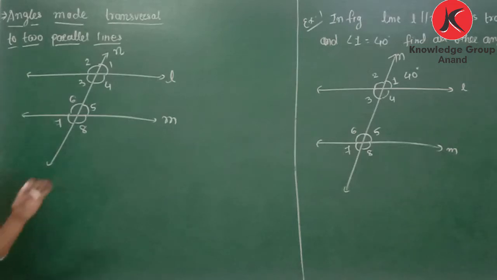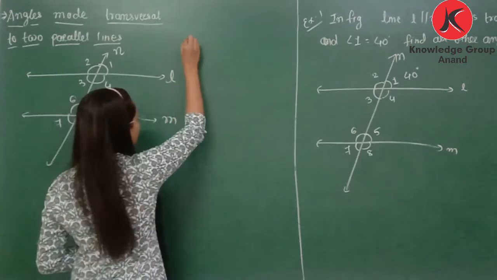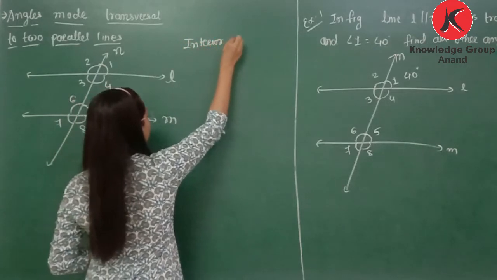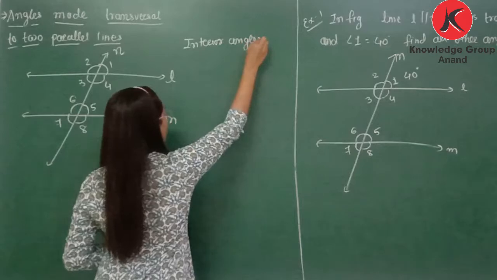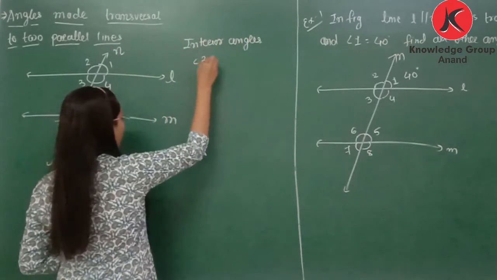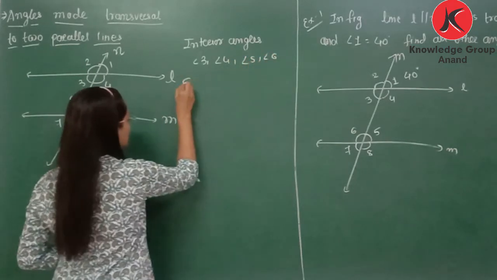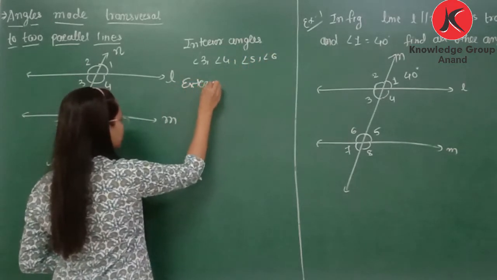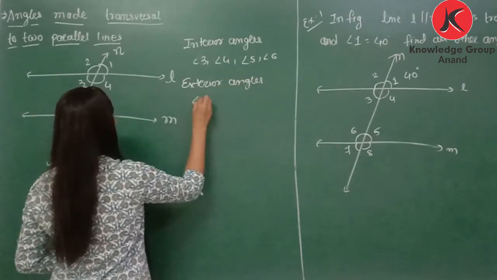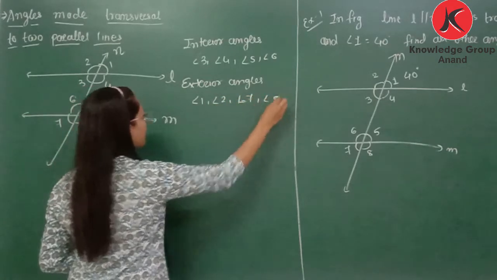But here some properties are there. So which are the properties? Let's write interior angles first. So here interior angles are angle 1, angle 3, angle 4, angle 5 and angle 6. Exterior angles are angle 1, angle 2, angle 7 and angle 8.